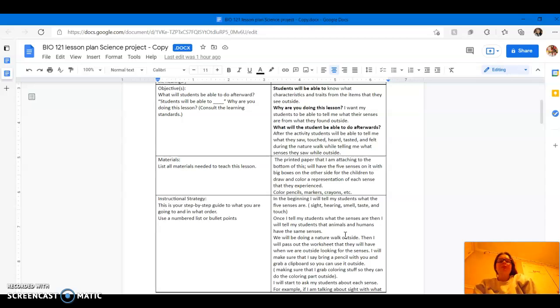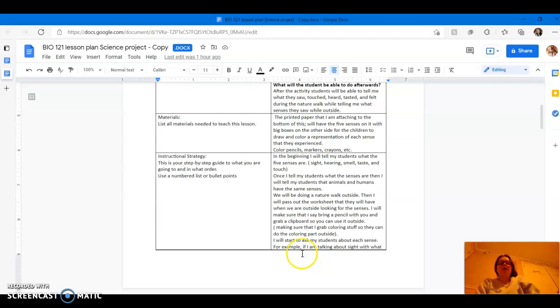And then why am I doing this lesson? I want my students to be able to tell me what their senses are from what they found outside. What will the students be able to do afterwards? Afterwards, the students will be able to tell me what they saw, what they touched, what they heard, what they tasted, and what they felt during the nature walk while they're telling me their senses that they saw outside.